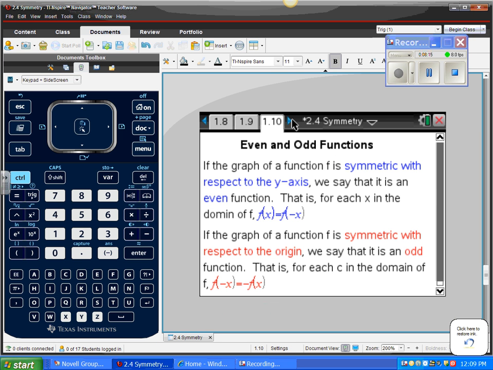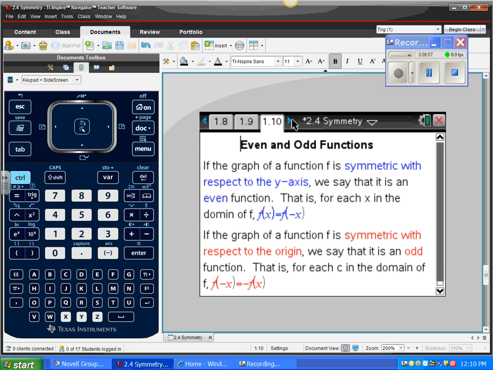Okay, so this brings us to even and odd functions. If the graph of a function f is symmetric with respect to the y-axis, we say that this is an even function. So again, symmetric to the y, even function. So that's to say that if I plug in that negative x for x and I get back my original, then it's an even function. Okay, the rule being f of x equals f of negative x. If it's symmetric to the origin, we say that that's an odd function. Okay, so the rule for that is f of negative x equals negative f of x. Okay, so essentially negative y, negative x.